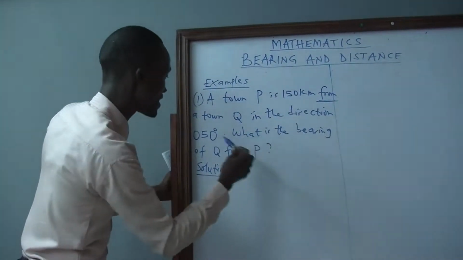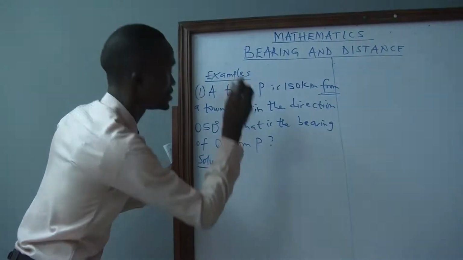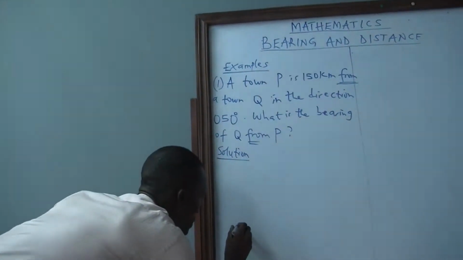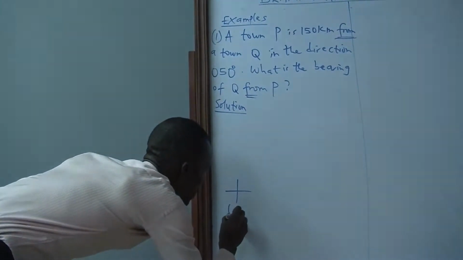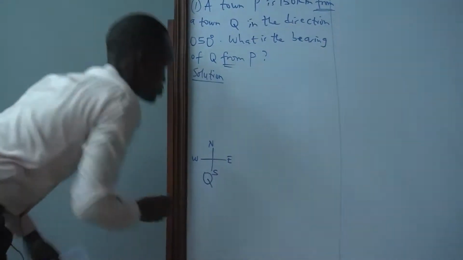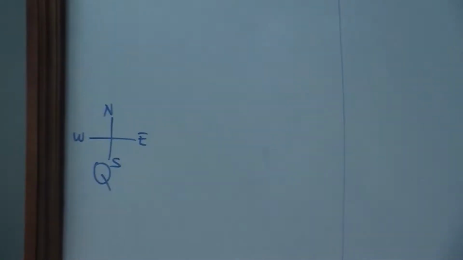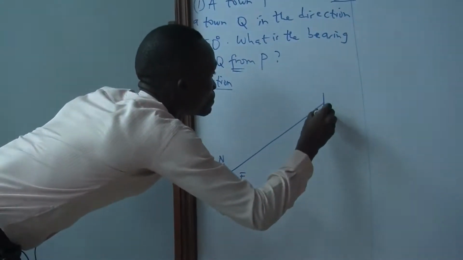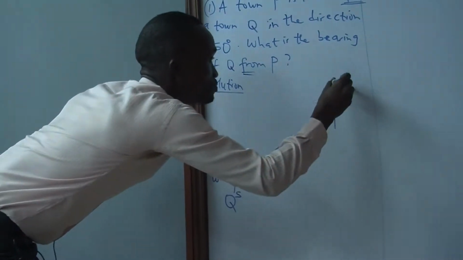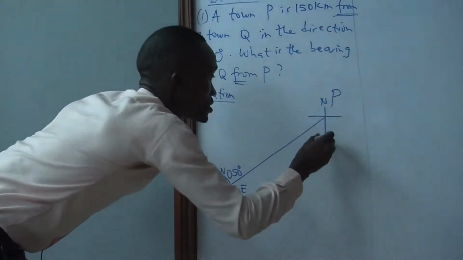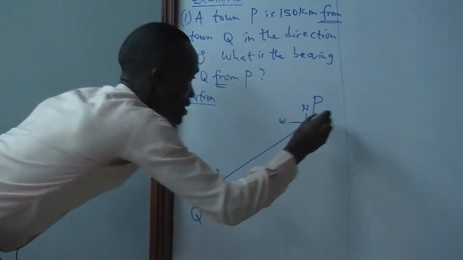Now, what is the bearing of Q from P? That's the question. So from town Q, this is Q now. This is north, west, east, then this is south. From Q, the bearing is 050°, so we start from here, north. This one is P, and this is 050°. So this still remains north, south, west, east.